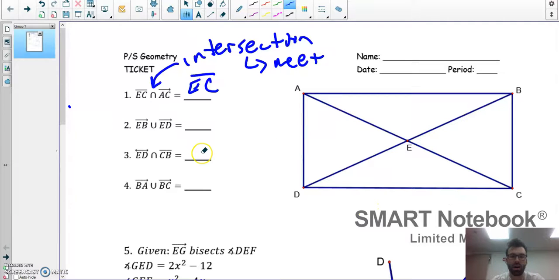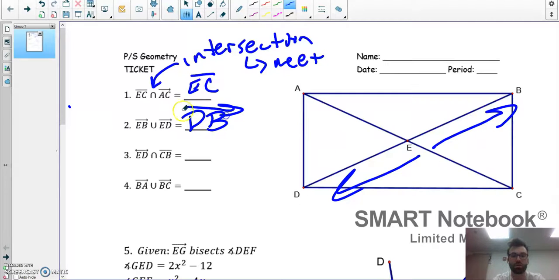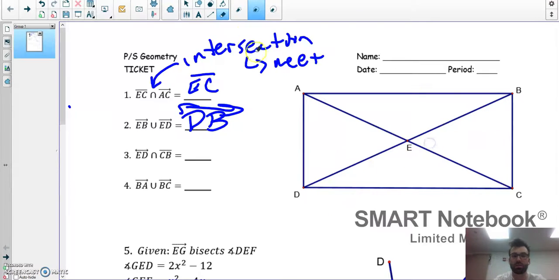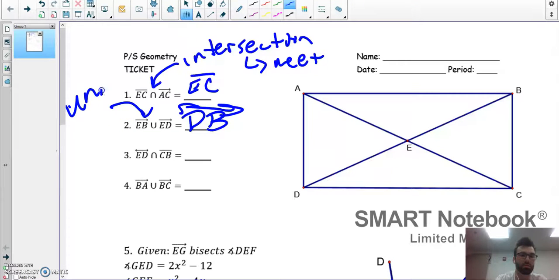Next one we have E to B and E to D. We've done one like this before. What did I just draw? I drew a line. You can name it DB, EB, or ED as well. I'm going to go D to B. And that was a union. Remember, the U means union, and that's what they form. It's really hard to write with this thing. You're just going to have to bear with me. I'm doing my best with this little stylus.